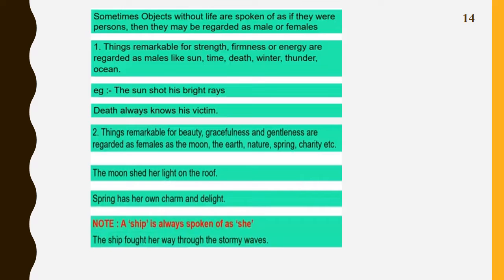A ship is always spoken of as she. The ship fought her way through the stormy waves. These are some of the rules which are used in English.